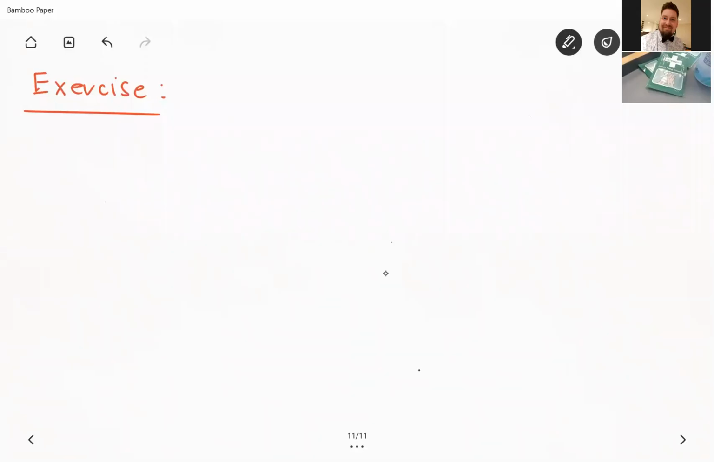Okay, so the first exercise is about spectrum. Today we do only exercises about signal theory. So we have a signal like that. That is the spectrum. So I'm going to draw it here.